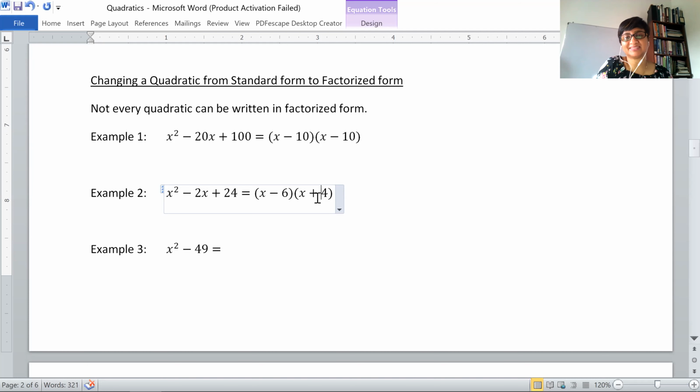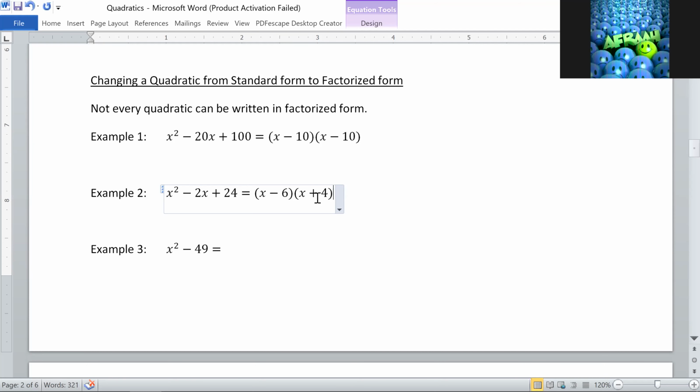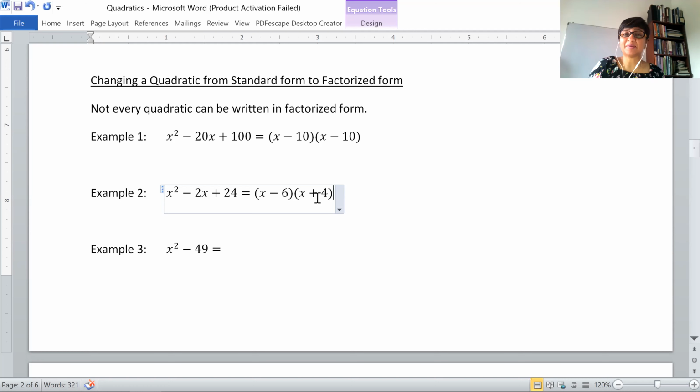So then what are the factors? This is still wrong. X minus 6 times x plus 4 are not factors of this. They are wrong factors. There are no factors. This is an example for a quadratic that you can't write in factorized form. Okay? No factors. You can't write this in factorized form. So if you can't find two factors of that number term that add up to the middle coefficient, then you simply can't factorize it. That's it. Okay.